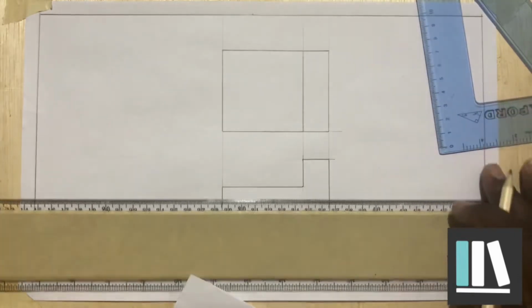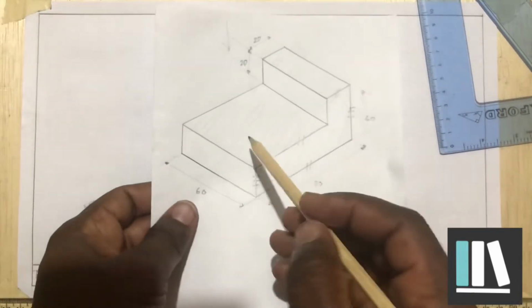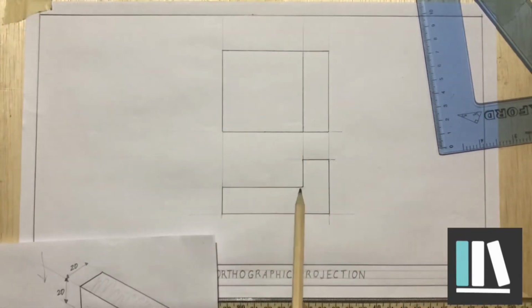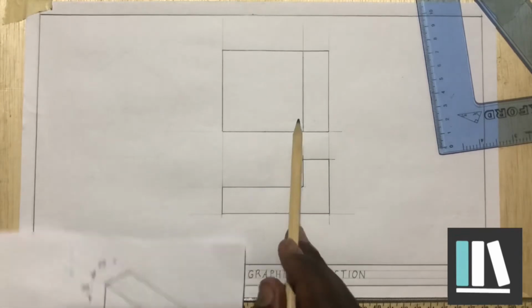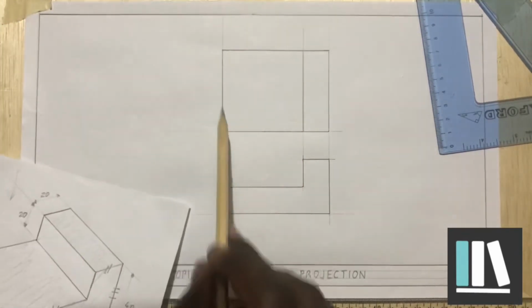You can immediately notice that I have this face and this face. Now this measurement was 60 millimeters, as was the case here. Now it has been transferred 60 millimeters. I've measured the 60 millimeters here.